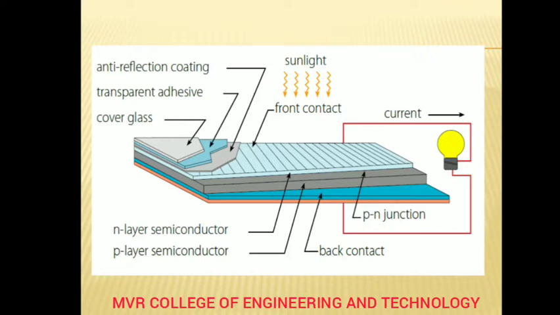This is the image of the solar photovoltaic cell, a whole panel. I am repeating again: there is a cover glass, transparent adhesive, the anti-reflecting coating, the N layer semiconductor, P layer semiconductor, the back contact and PN junction, and the front contact where the sun directly falls. You can generate electrical energy, transmit the current, and use it for domestic and other purposes.